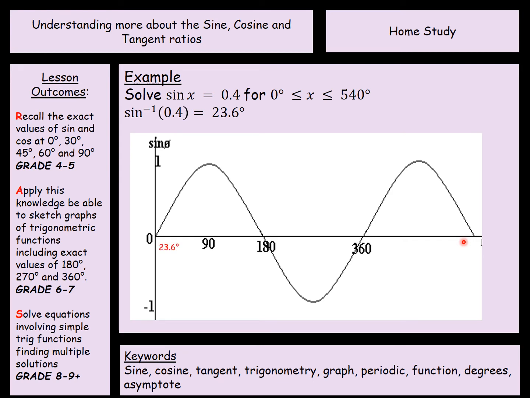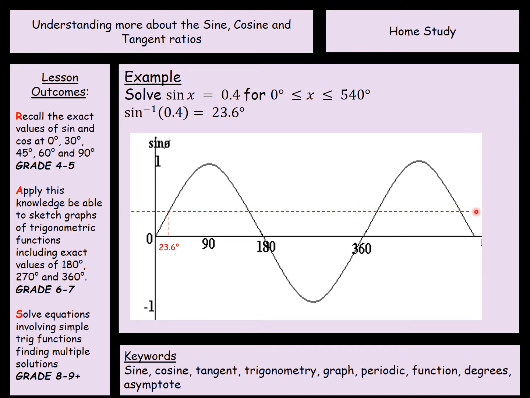Now 23.6, it doesn't matter about it being exact, as long as you can roughly see what's going on, is somewhere here. Okay, and if we were to draw a line across, you can see this is approximately 0.4 up here, which is what we were doing before. Okay, so here's my line at 0.4.